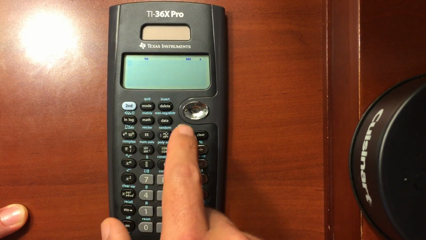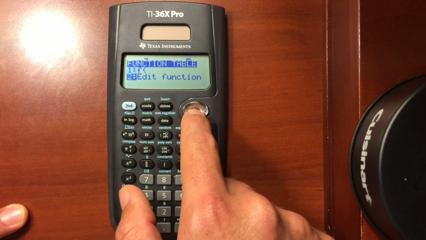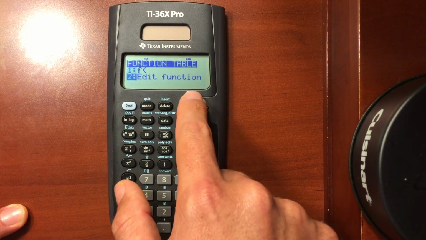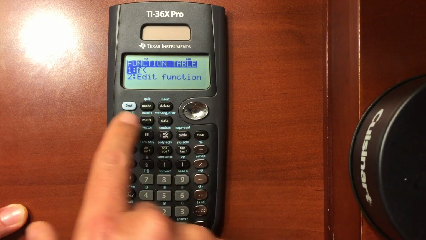You have your function tables. You can put your functions in there.